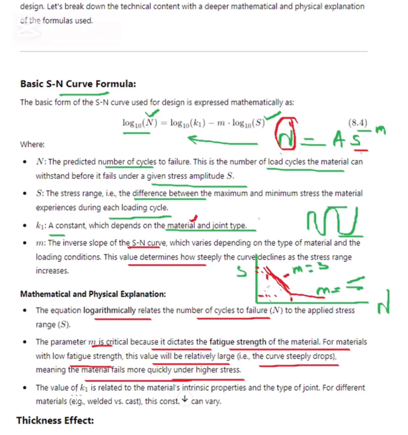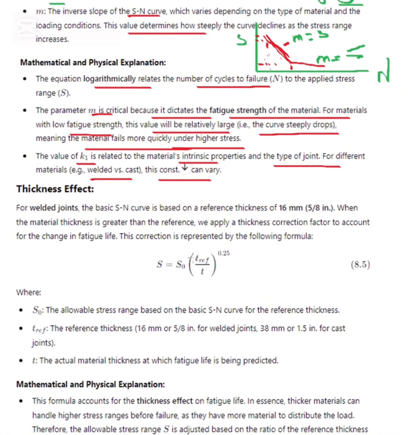Then there is a constant, the value K1, which is related to the material's intrinsic properties and type of joint. For different materials, it has different values. And there is one more point, the thickness effect. For welded joints, the basic S-N curve is based on the reference thickness. Whenever we are developing the S-N curve, they use the reference thickness, which is 16 mm. That's how this basic S-N curve was developed.